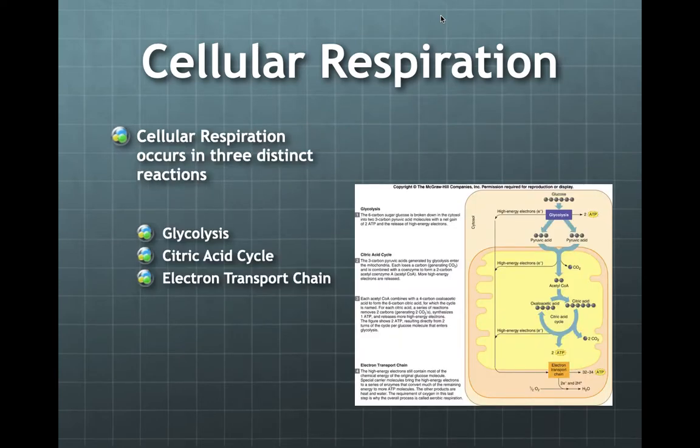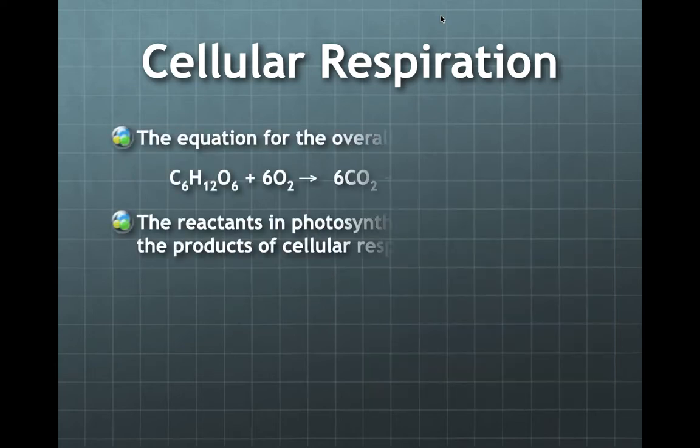Now, cellular respiration occurs in three reactions. We have glycolysis, the citric acid cycle, and the electron transport chain. You should be able to know what goes in, what leaves, and where each of those molecules go throughout.